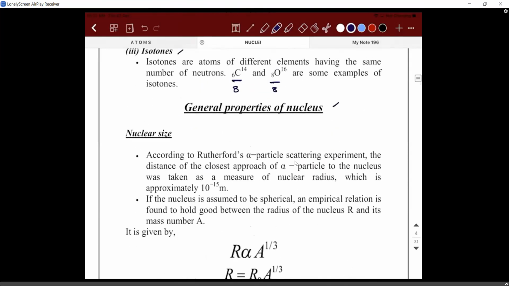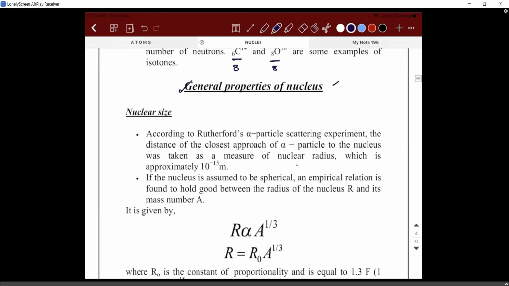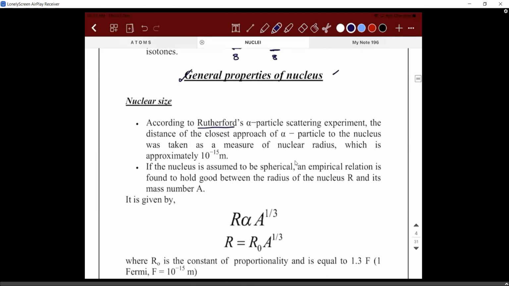Right. So the general properties of the nucleus: you have 6 properties. Out of the 6 properties, the first one is nuclear size. According to Rutherford's experiment, what happened? He told that the central part was a small sphere. It was a small spherical structure.